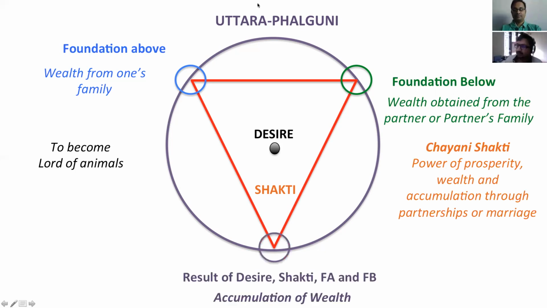And the result of all of this desire, Shakti, foundation above, and foundation below is the accumulation of wealth. Again, the patrons would collect paintings and the wealth would still be accumulated. This fundamental pattern, all of this, can be seen in Uttara Phalguni Nakshatra.